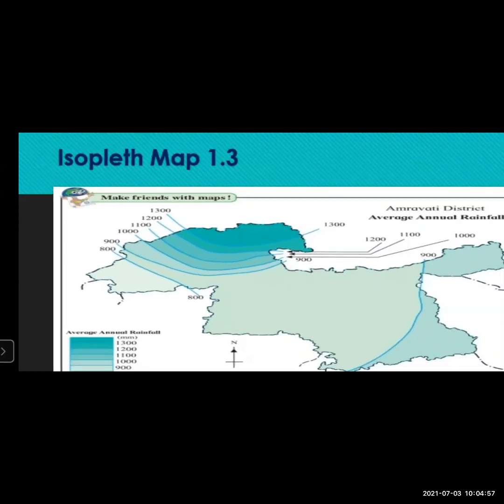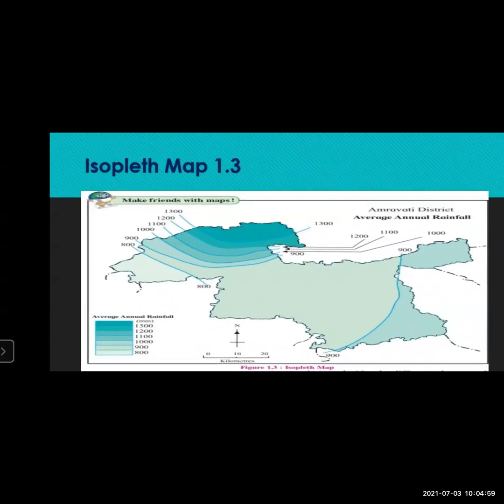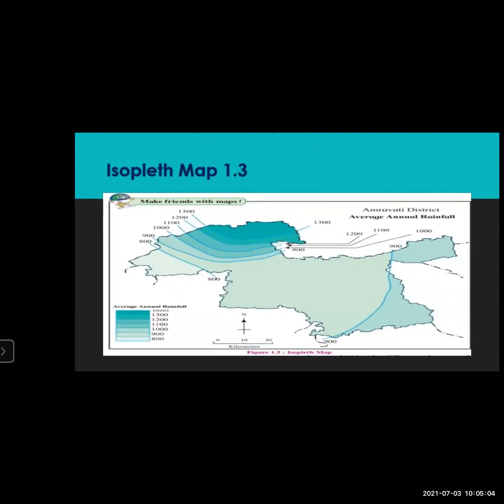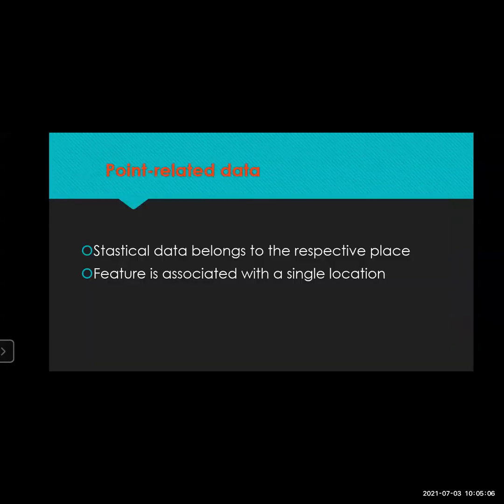What is the meaning of this isopleth map? Now move to the next slide. Now, in this isopleth map, one term is there which is called the point related data. So, students, when you read the lesson, you will come to know the isopleth map. In that particular paragraph on page number 4, you will get to read this word, point related data. Now, what is this point related data?